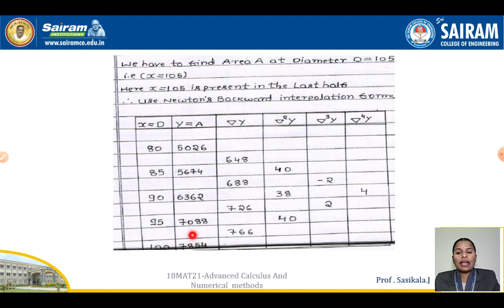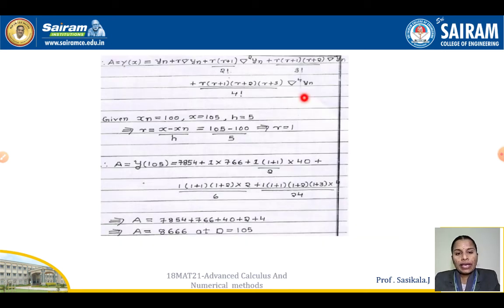In the Y column, the last value will be your yn. In the del y column, the last value will be del yn. Similarly, in the del squared y column, the last value will be del squared yn, and this is del cube of yn. Then the del power 4 yn value is 4. So the formula is to be extended up to del power 4 yn.